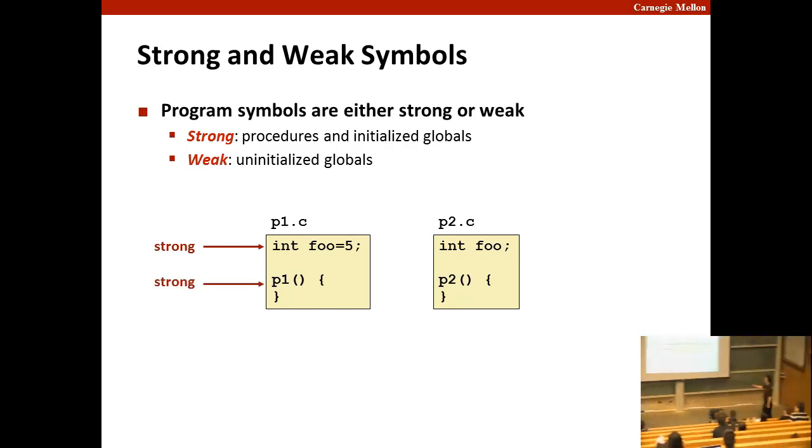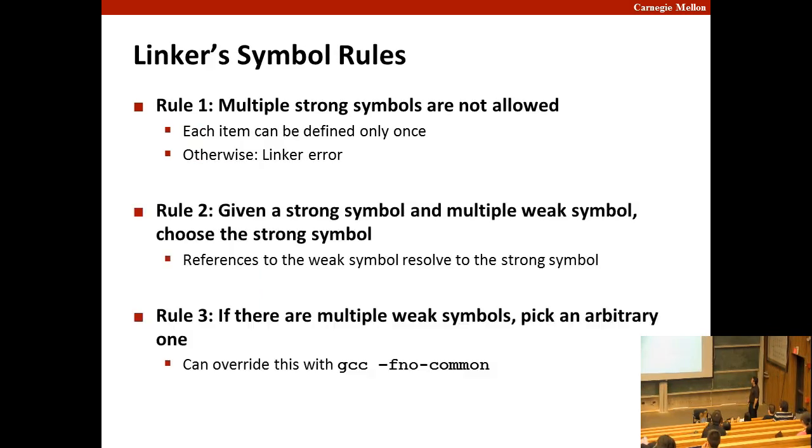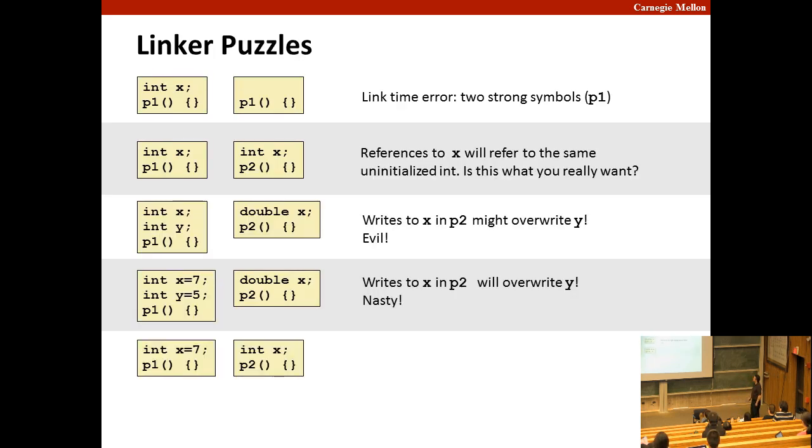Here we see a case of strong because it's initialized. Functions are initialized, right? That's weak because it's not. We've talked through the three rules. Multiple strong symbols not allowed. Given a strong and multiple weak symbols, the strong wins. If there are multiple weak symbols, any one can win. What happens here? P1's a problem because it's a function and so it's defined.